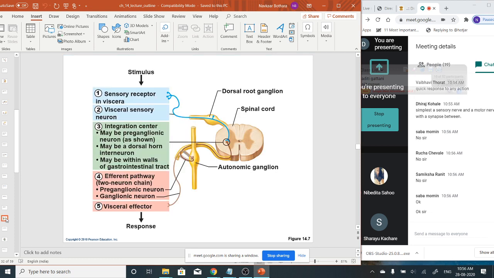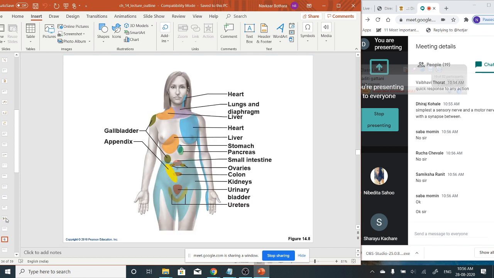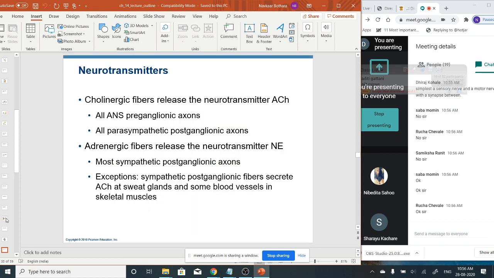So this is how the reflexes work. I'm skipping this slide. Okay, so these are the things. Now here pharmacology actually starts.